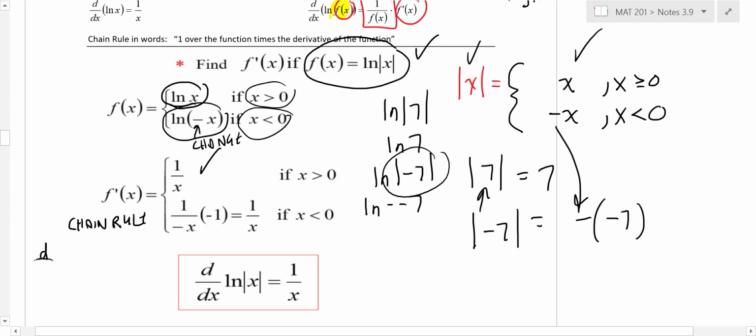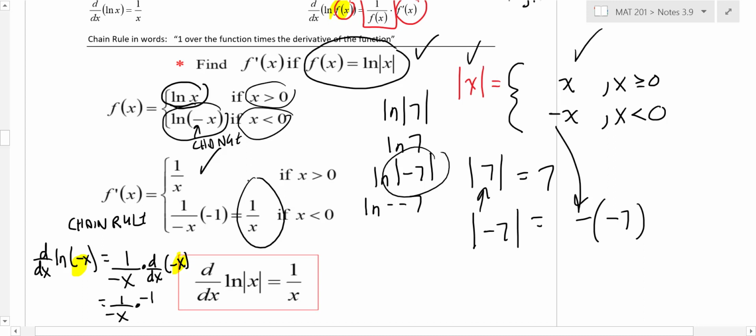So if you are doing the derivative of ln of negative x, here's how it goes. You go 1 over the function, then you have to do the derivative of that function that's inside. That's applying the chain rule. So what you end up getting is 1 over negative x, the derivative of negative x is negative 1, so you also get 1 over x. Okay, that's what that's showing.